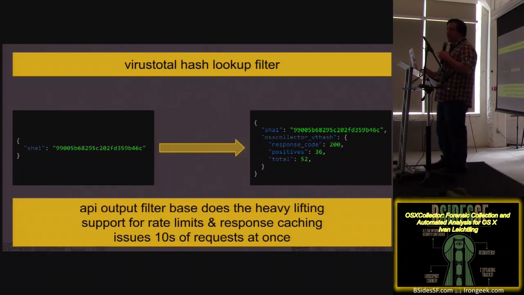We have a base class for API lookups. And so it takes all the heavy lifting out. It basically does rate limiting, does caching, does parallel issuing of requests to try to speed things up. So it's really easy to add new APIs. If you get really excited and go home and start hacking on this right away, go contribute new APIs, use the base class. It'll be really easy. I'll appreciate it.